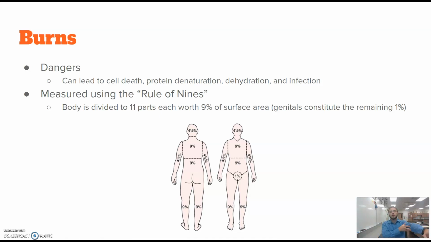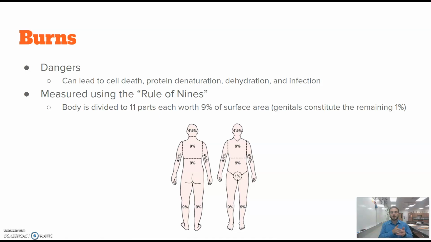Each arm is also going to be worth 9%. So your left arm is worth 9%, your right arm is worth 9%. And you can see here how it's divided up into 4.5% on the front and 4.5% on the back. Your chest area itself is worth 9%, and then the similar location on your back is worth 9% on the dorsal side. And then your stomach area is 9%, and the equivalent area on your back is also worth 9%.